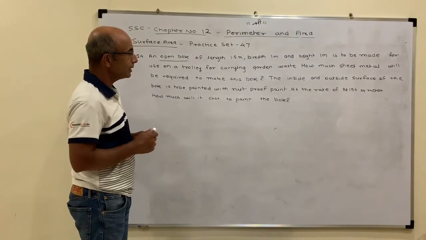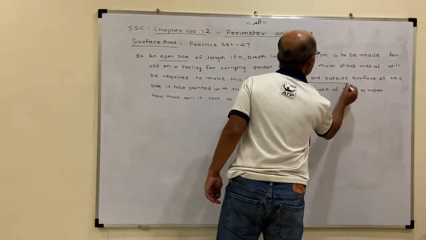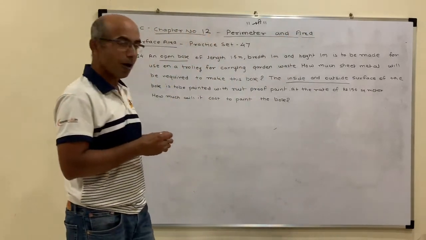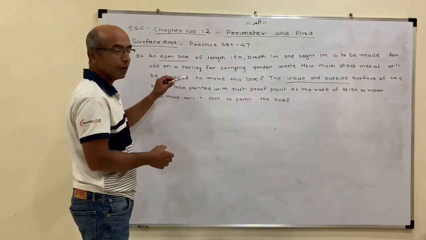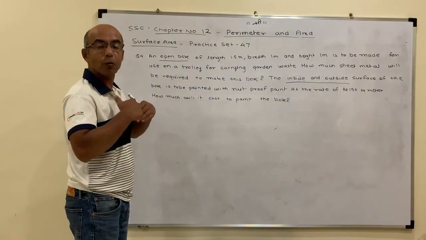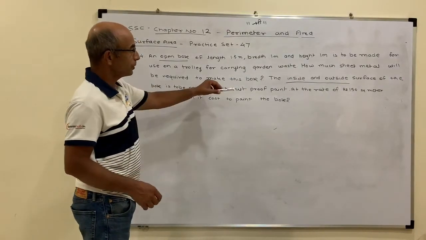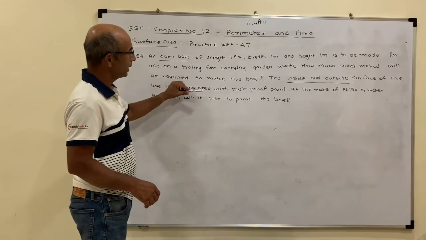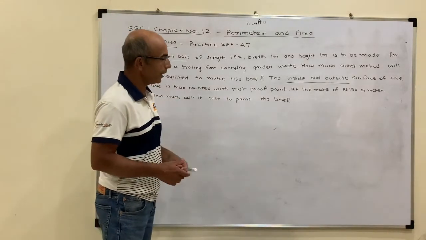The second, what they say, the inside and outside. So they are painting that box from inside and outside. So whatever the material or the surface area you find, that will be painted twice. So the inside as well as the outside. So surface of the box is to be painted with the rust proof paint. And then they have given the rate per.